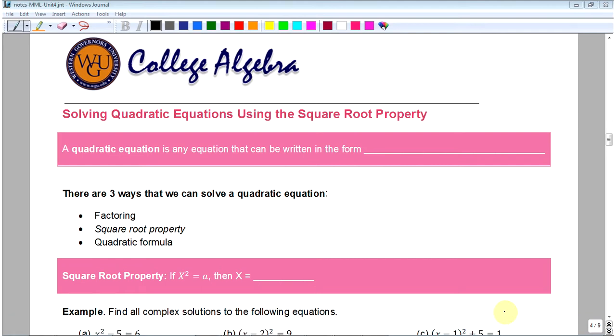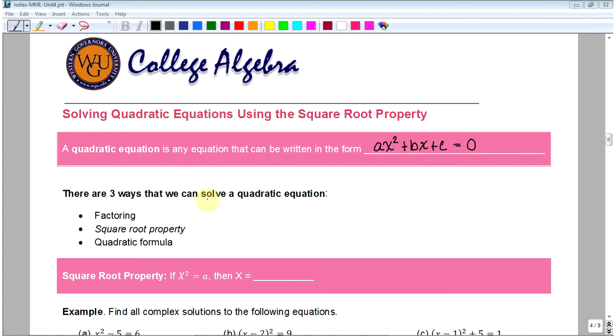Hi, this is Calandra. In this video, we'll cover solving quadratic equations using the square root property. A quadratic equation is any equation that can be written in the form some number a times x squared plus another number b times x plus some number c equal to 0. So the key is that your highest exponent is 2, and you're just dealing with an x squared and possibly an x.